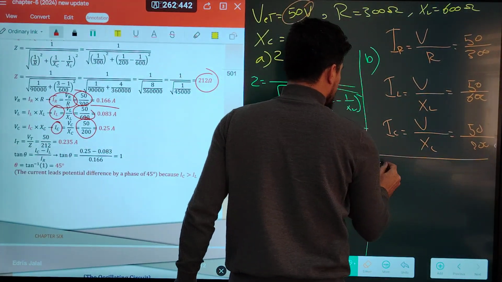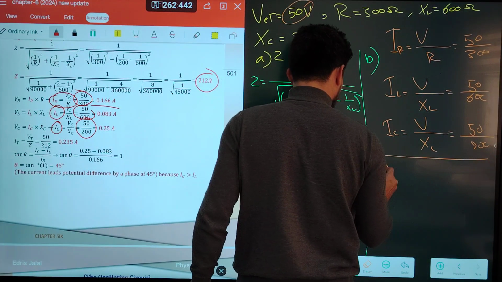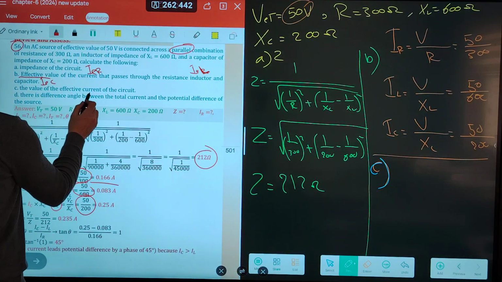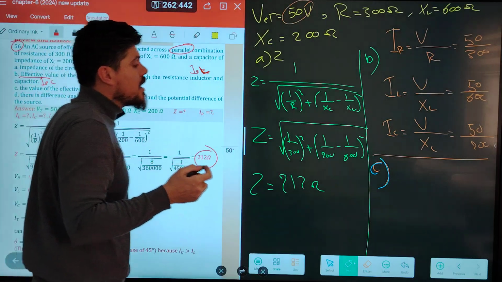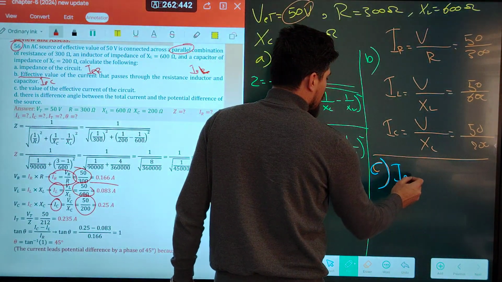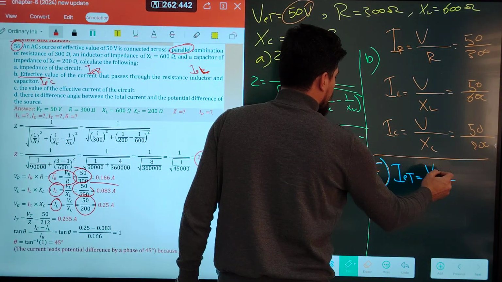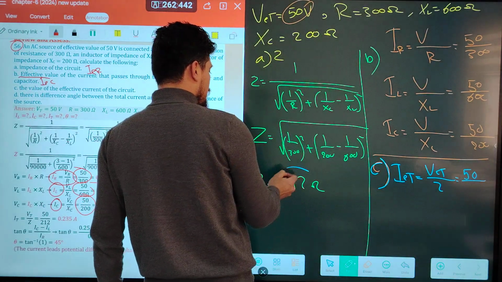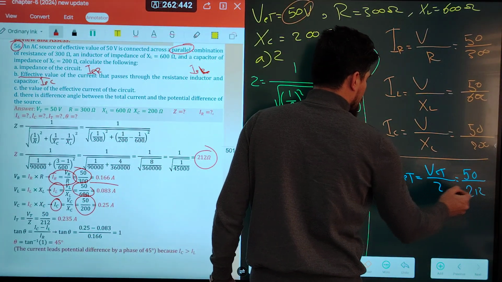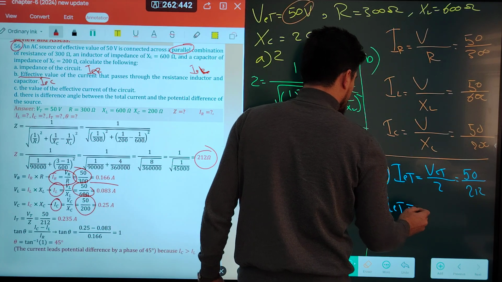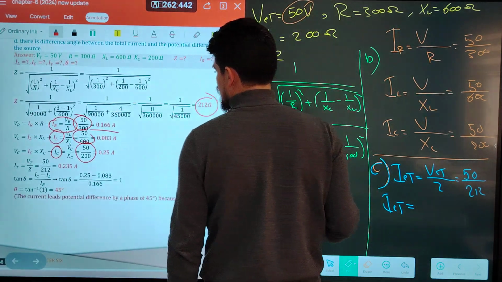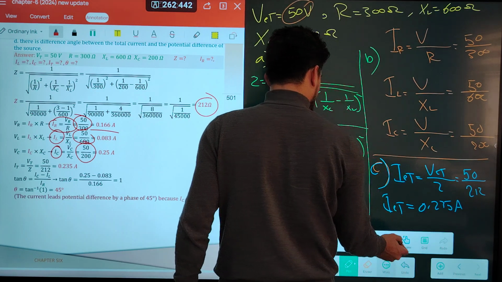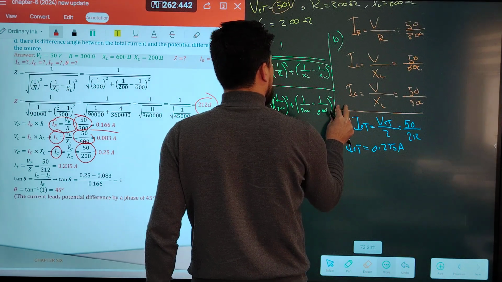Branch C, guys. What is unknown in branch C? The value of the effective current of the circuit, IE total, which is equal to VE total over Z. VE total is still 50. Z we found to be 212. IE total is equal to 0.235 ampere.